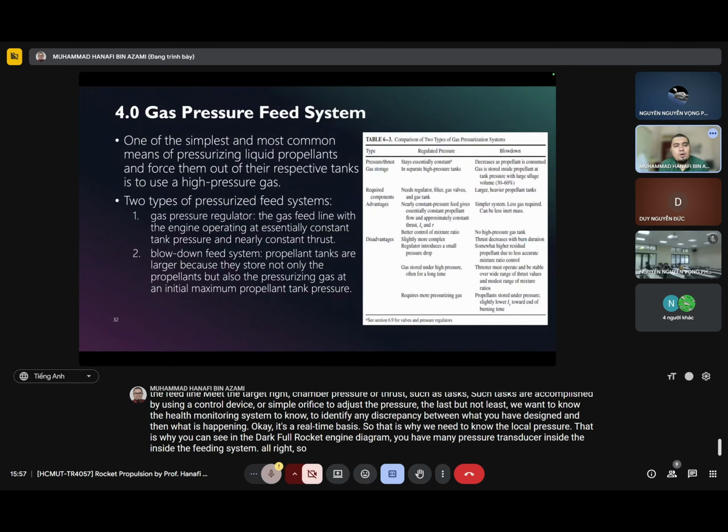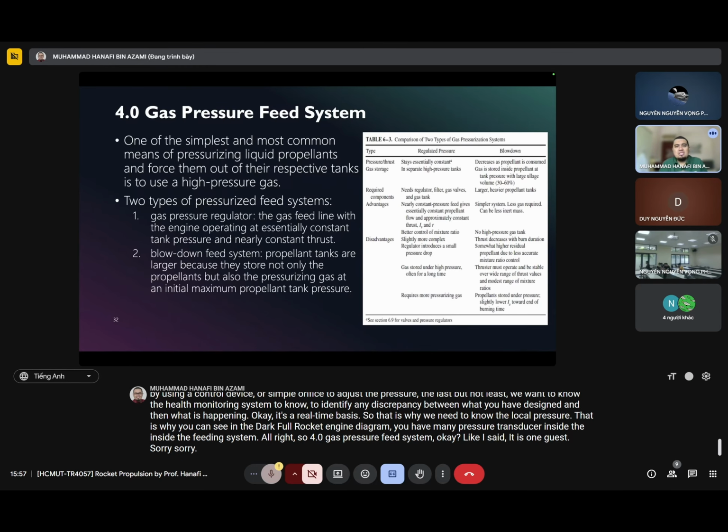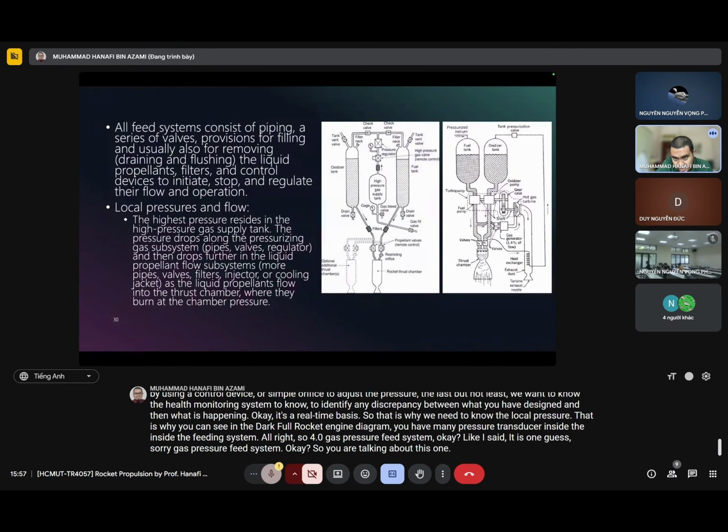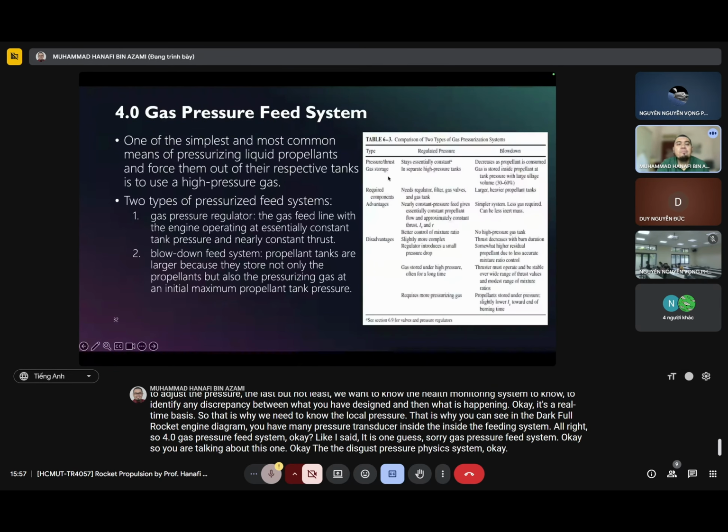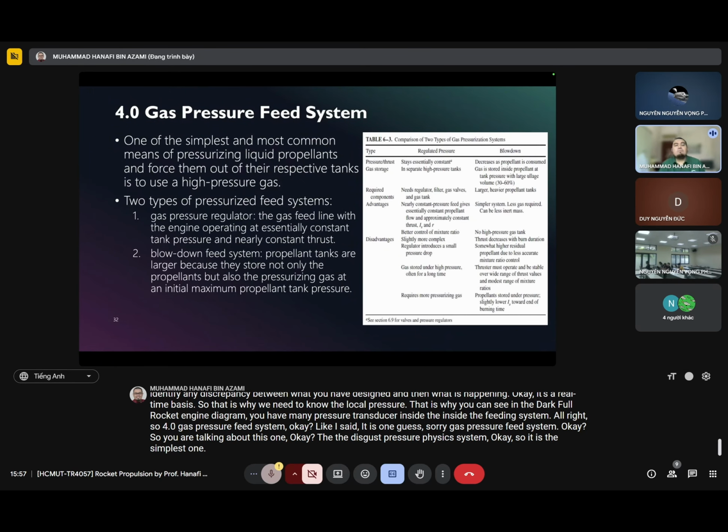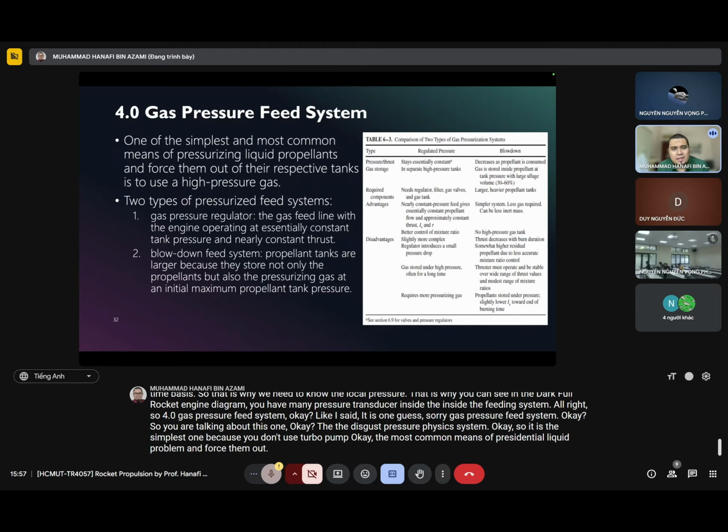All right, so 4.0, gas pressure feed system. Like I said, it is one gas pressure feed system, so you are talking about this one. It is the simplest one because you don't use a turbo pump. The most common means of pressurizing the liquid propellant and forcing them out of their respective tanks is the use of high pressure gas.